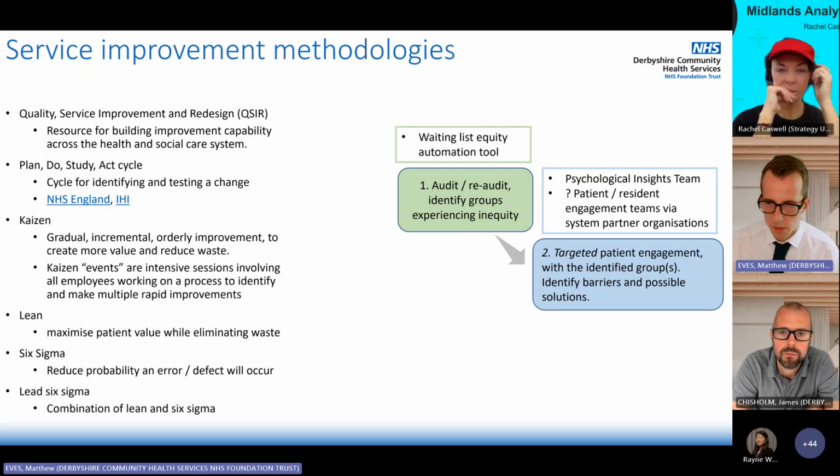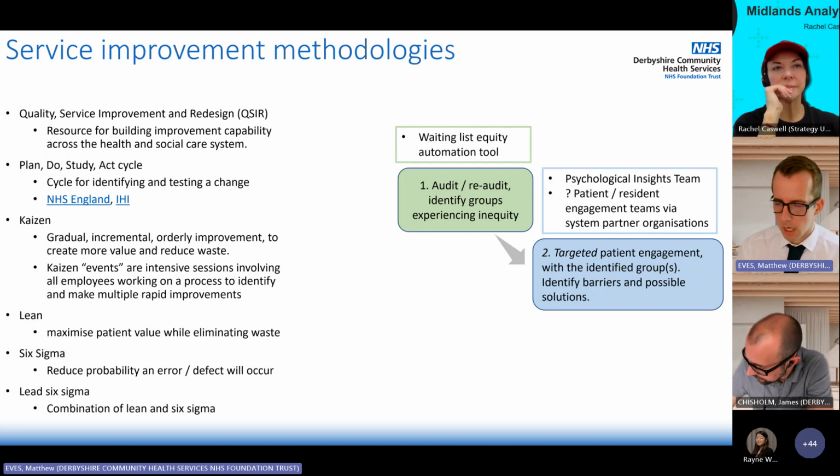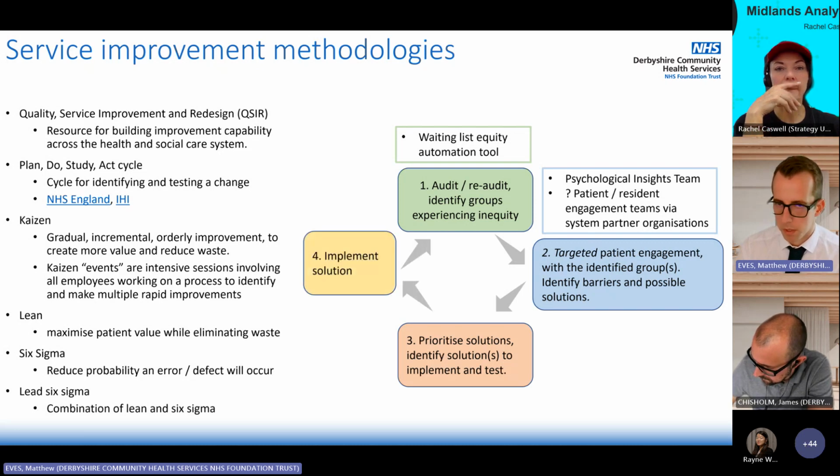Now in DCHS we have a team that we link into with our local authority partners called the Psychological Insights Team, where they also have a health literacy officer. So where some of this work starts to indicate, that can really shape our engagement approaches at this stage. But we also have partner agencies that are very well placed in terms of their connections into communities that we'd like to explore. Beyond this point, we can then prioritise and then implement and then repeat.